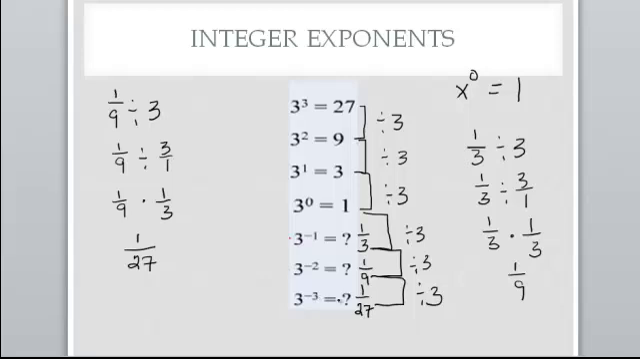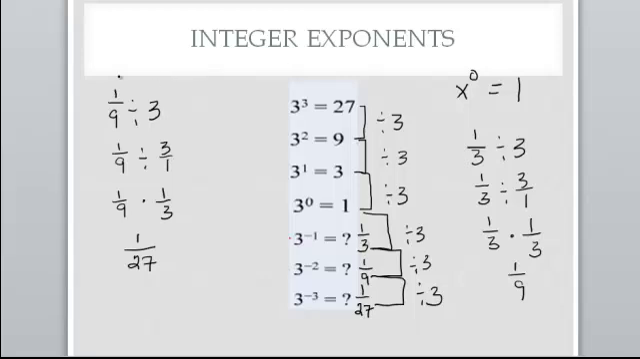What is 3 cubed? It's 27, right? But when we stick that negative in there, it means we flip that 27 over to the denominator. 3 squared is 9, but if the 2 is negative, it becomes a 1/9. 3 to the first power is 3, but when the 1 is negative, you flip it over to get 1/3.